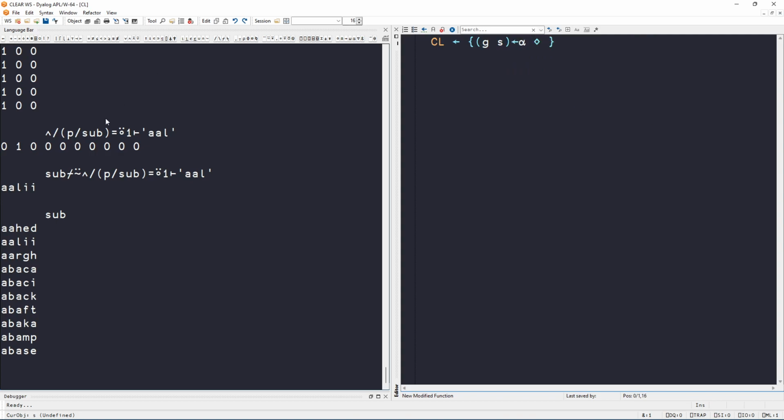And now what we do is, it's basically just this. So we do the comparison here, but instead of sub we have all of the words, right? Now what is P? P is the Boolean vector that allowed me to select these letters here.